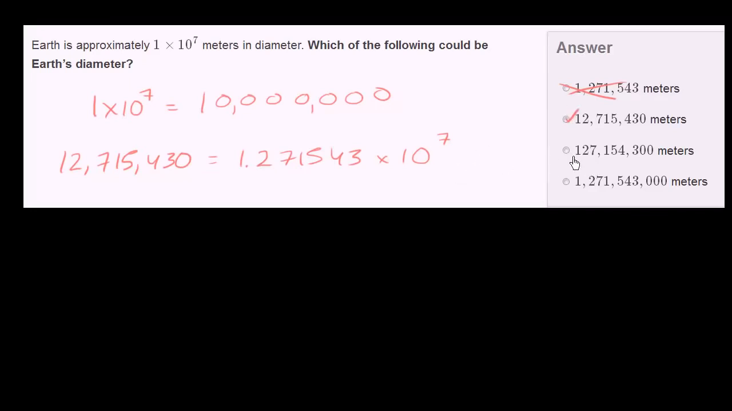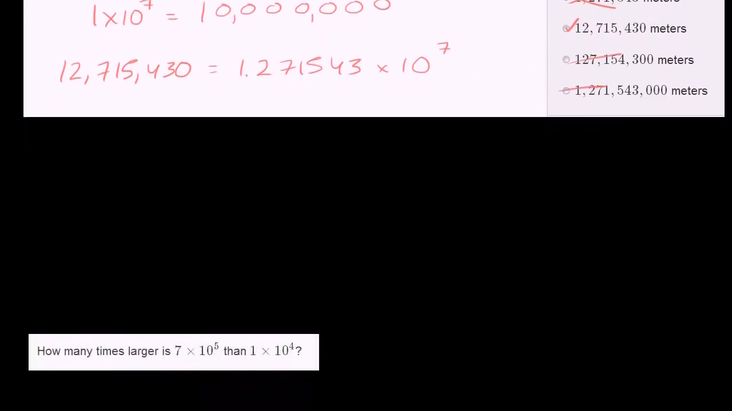Now let me just verify. Well, this right over here, if I were to round it, I'd go to 100 million, or 1 times 10 to the 8th. That's way too big. And this, if I were to round it, I'd go to a billion, or 1 times 10 to the 9th. So that's also too big. So once again, this feels like the best answer. Now let's try a couple more.